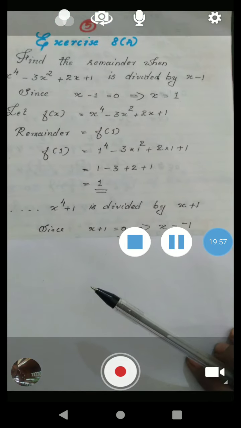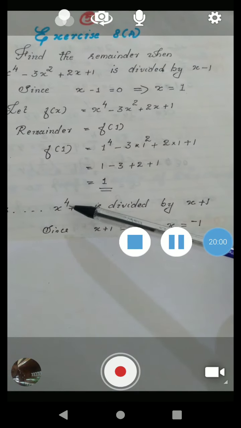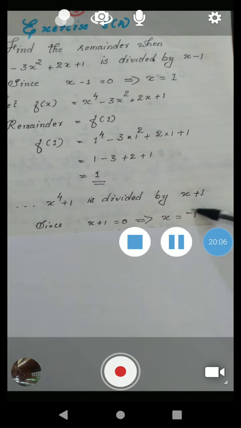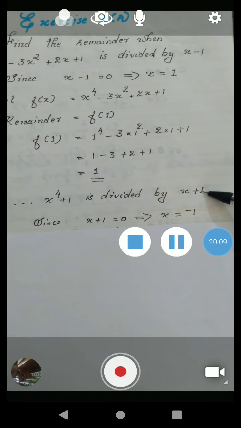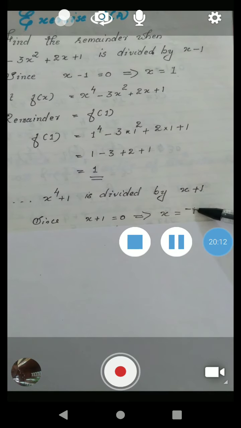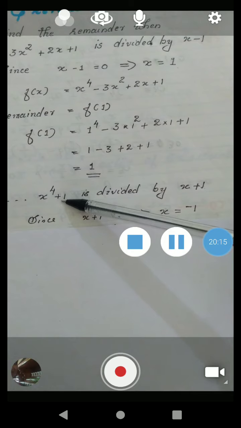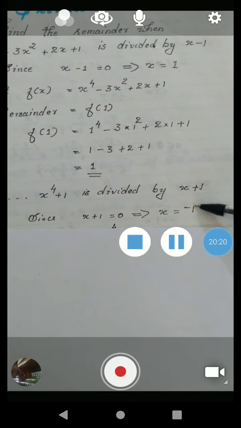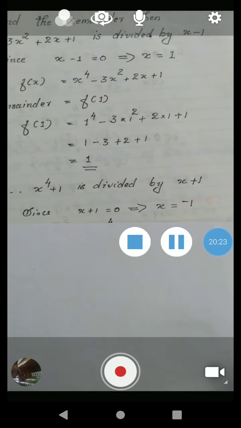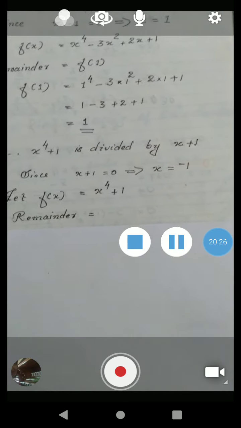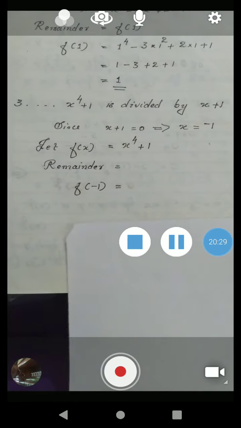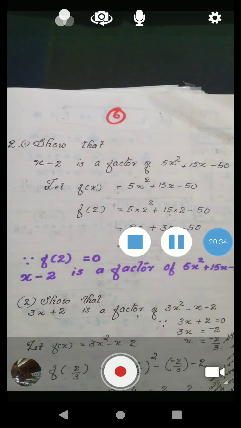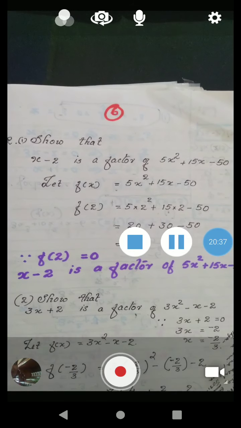See. Find the remainder when x raised to 4 plus 1 is divided by x plus 1. First we can write let x plus 1 is equal to 0, which implies x is equal to minus 1. So, when this expression is divided by x plus 1, the remainder is f(minus 1), right? So, we can find what is f(minus 1). Okay? You can find it by yourself.